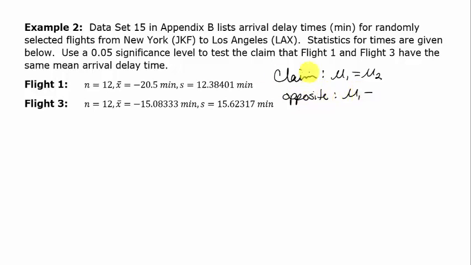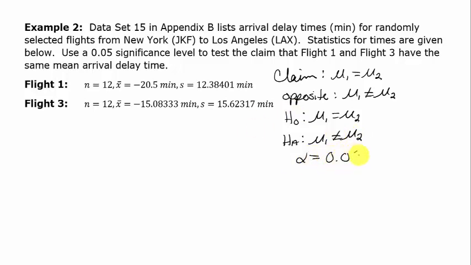The opposite then would be mu1 is not equal to mu2. So our null hypothesis is mu1 equals mu2, and the alternative is mu1 is not equal to mu2. So we have a two-sided hypothesis test. Alpha for this one was 0.05. The degrees of freedom for this particular problem, the n's are the same. They're both 12, so that gives me 11 for my degrees of freedom.